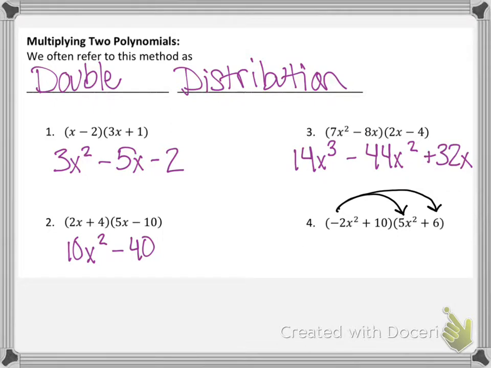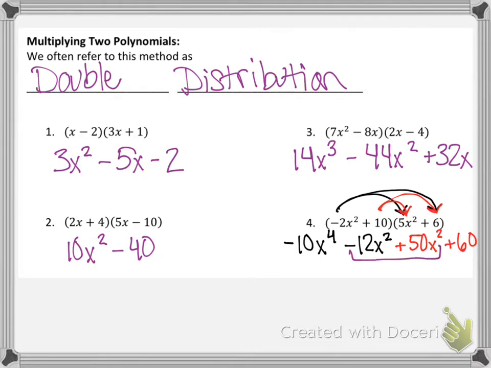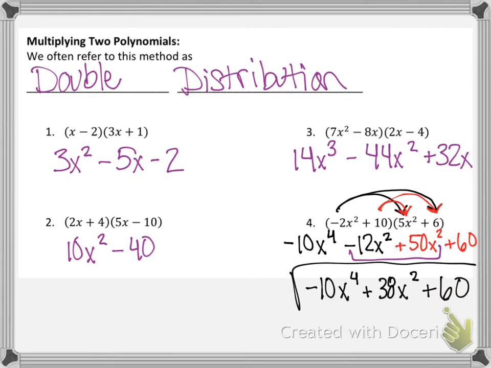Okay, for the last one, when I distribute that negative 2x squared, I get negative 10x to the 4th minus 12x squared. Then when I distribute the 10 to both terms, I get 50x squared plus 60. And when I combine my like terms in the middle there, my final answer is negative 10x to the 4th plus 38x to the 2nd power plus 60.